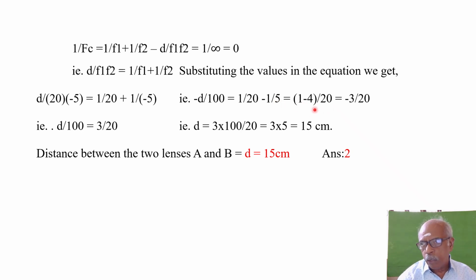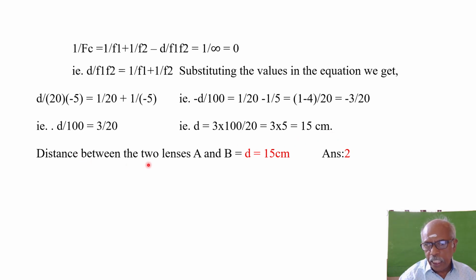What is 1 minus 4? Minus 3 by 20. So on the LHS you have minus D by 100, on the RHS you have minus 3 by 20. You can cancel the negative sign. So D by 100 is equal to 3 by 20. Then what is D? Bring this 100 to the RHS. So D is equal to 3 into 100 divided by 20, which is 3 into 5, 15 centimeter.